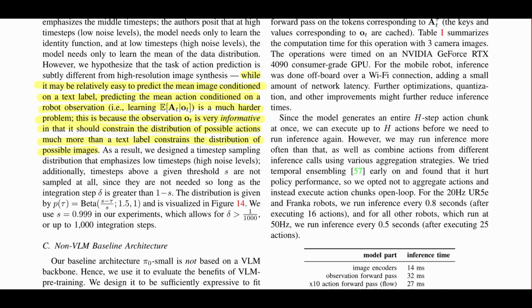This makes learning the mean of the actions conditioned on the observations the hard part. So the authors emphasize these lower time steps from the transformed beta distribution in training so that the model can see these lower time steps more often and be able to handle this mean prediction challenge. It's an important note, but in the end, the model is still predicting a vector field based on the time step.